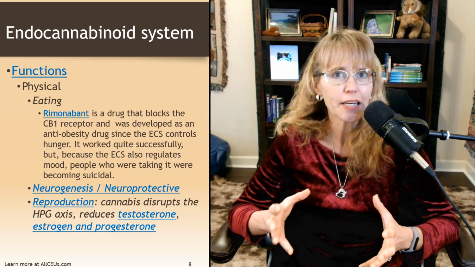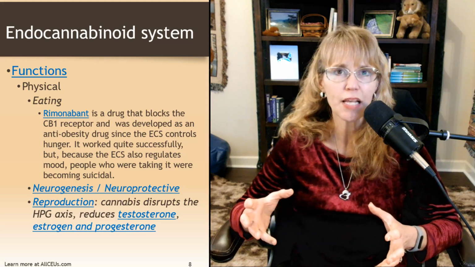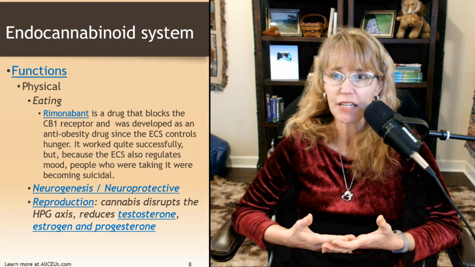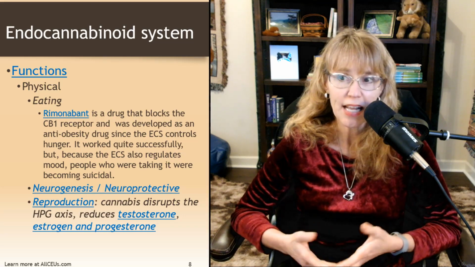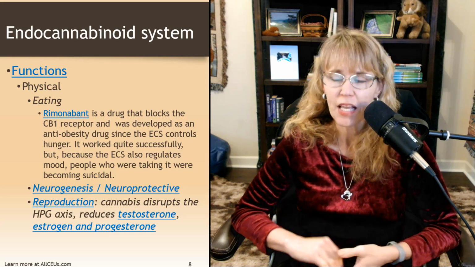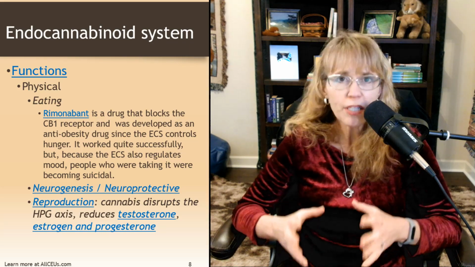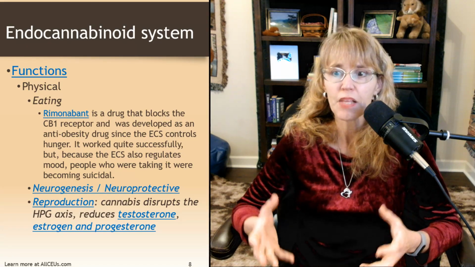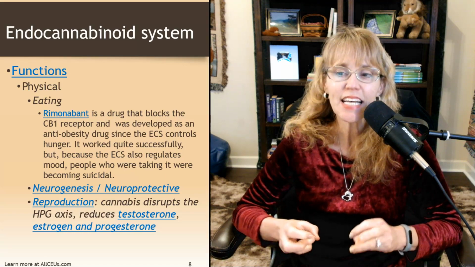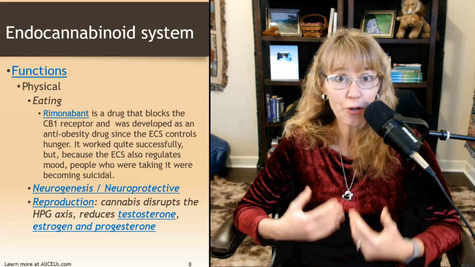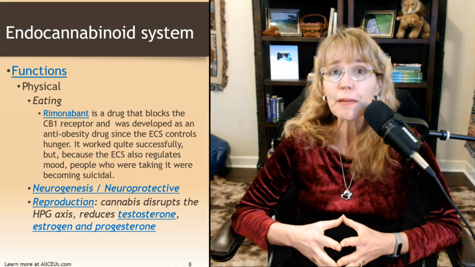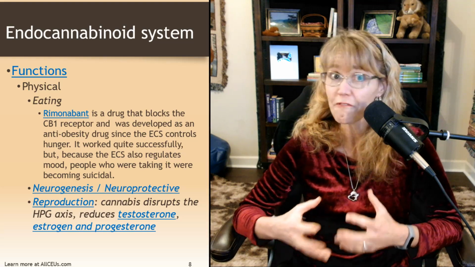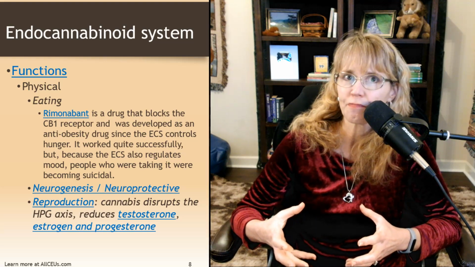So they had this great idea. What if we just block the CB1 receptor so people aren't hungry? And they came up with a medication, rimonabant, that did just that. It was really, really successful as an anti-obesity drug because it controlled people's hunger. However, because the endocannabinoid system also regulates mood, people who were taking this drug that blocked the CB1 receptor so effectively also became suicidal.